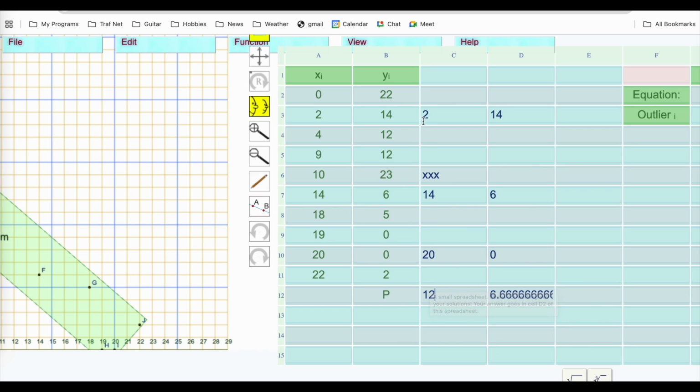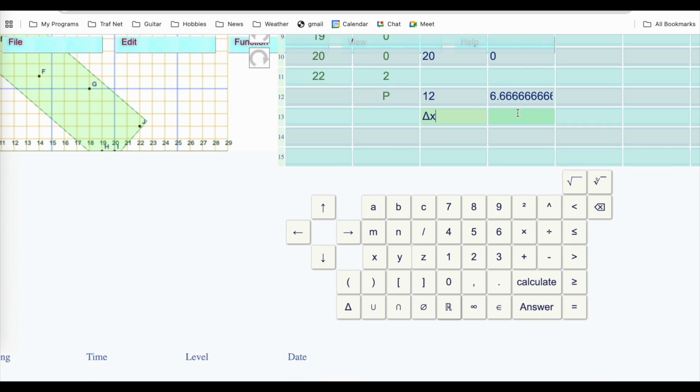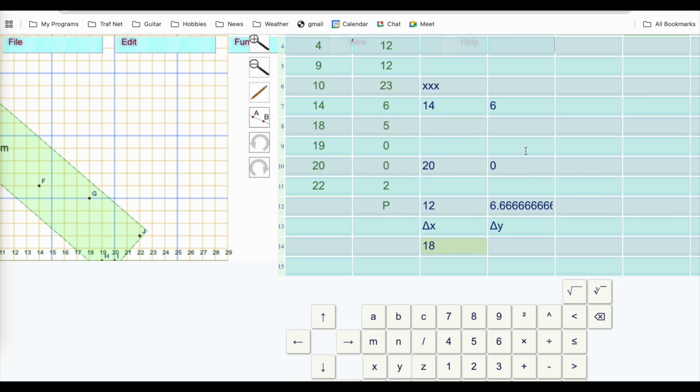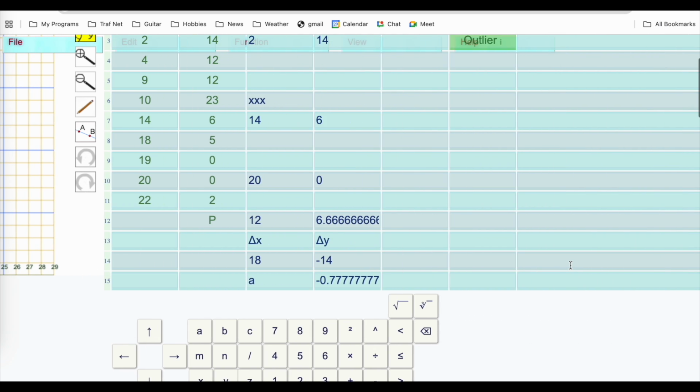I want to find the slope of the line that passes through the first and the last median. I'm going to write delta x here, delta y here. 20, take away the 2, which is 18. And here we have 0, take away 14, which is negative 14. That gives us negative 14 over 18, or negative 7 over 9 as our A value. A, and the A value is the negative 14 divided by the 18, which is negative 0.777 repeating.